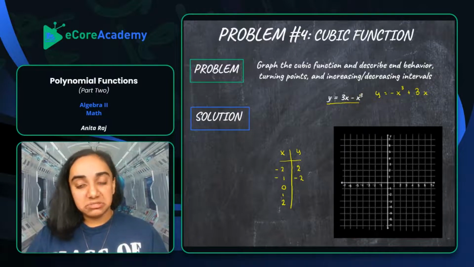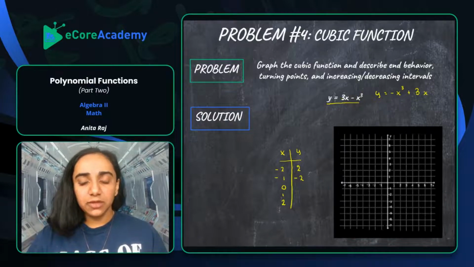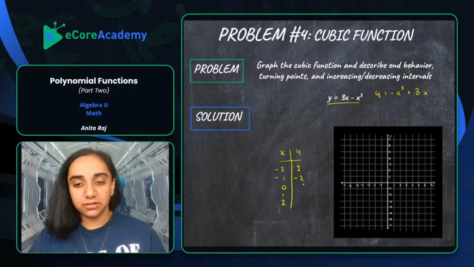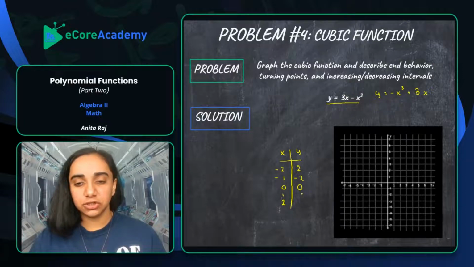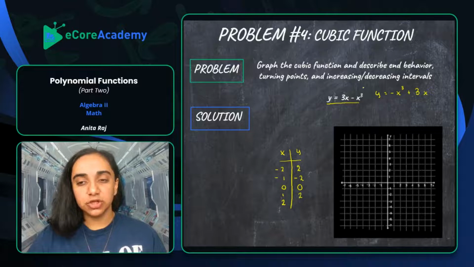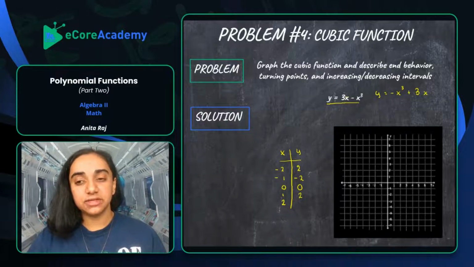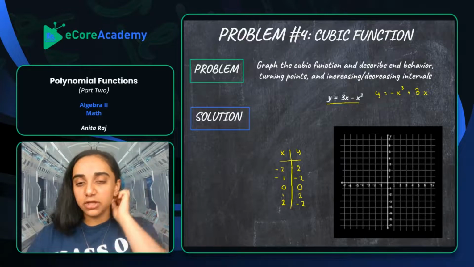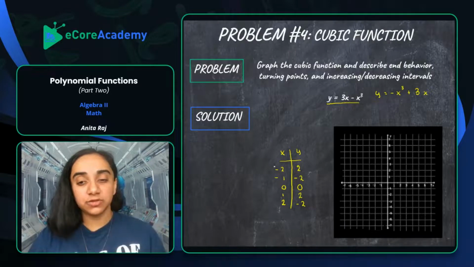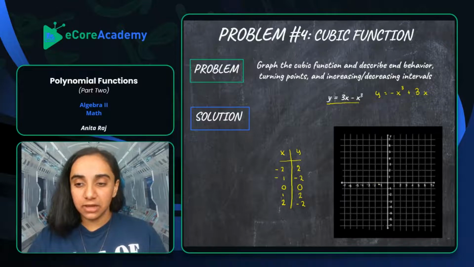0 cubed is just 0, pretty simple. And then 3 times 0 is 0. 0 minus 0 is 0. Plug in 1. 1 cubed is just 1. 3 times 1 is 3. 3 minus 1 is 2. And then lastly, 2 cubed is 8, 3 times 2 is 6, 6 minus 8 is going to give you negative 2. So you just simply plug your x values in, and then you get your y values. So these are going to be the 5 coordinates that we're going to be plotting on this plane.